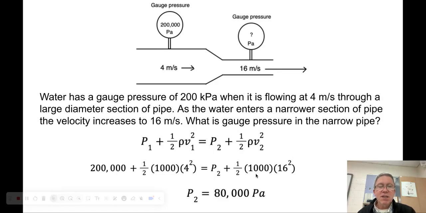So when I solve this, you see, I'm going to end up getting 80,000 pascals, or 80 kPa, which is significantly less than this 200 that I started with. As this goes faster, it's going to go slower, and I can calculate just using this equation here.